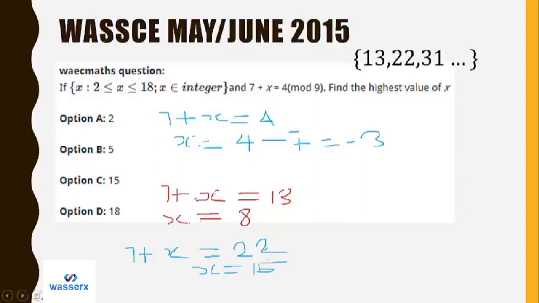So we can continue solving. Now we have 7 plus x again, 7 plus x being equal to 31. And when we solve this for x, we are going to get x equal to 24.